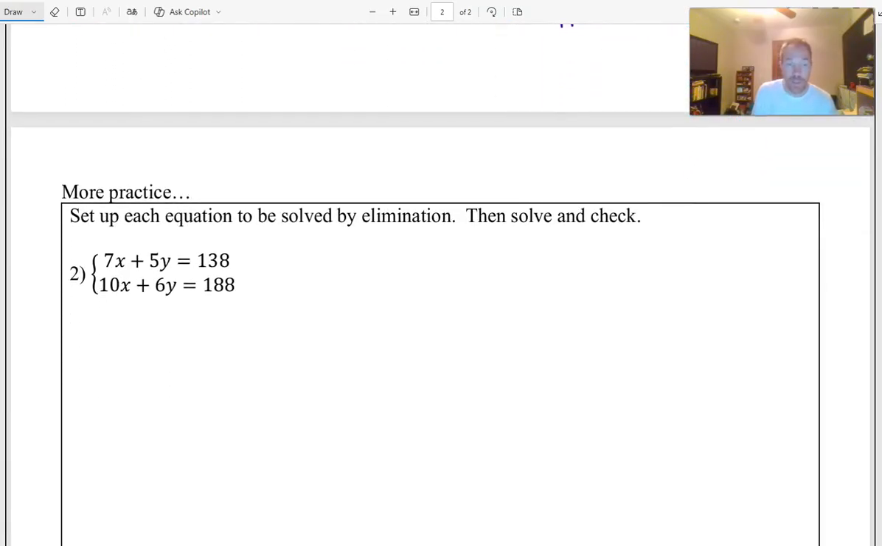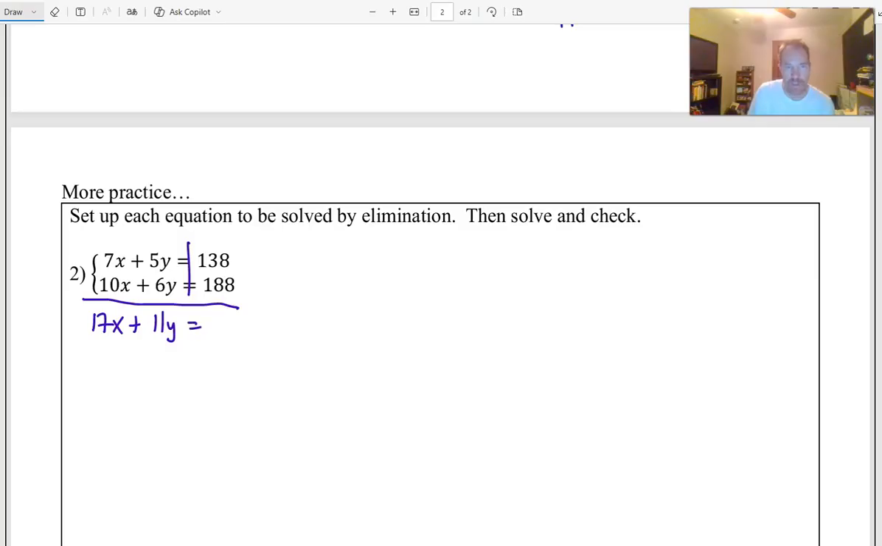So it says set up each equation to be solved by elimination, then solve and check. So again, if you notice right away, if it's ready for elimination, go ahead and just add the equations. But 7x and 10x added together, I'll just write this out. I'm going to erase this, but if we add this, I'd have 17x. Okay, x is still there. And 5y and 6y, that's 11y.